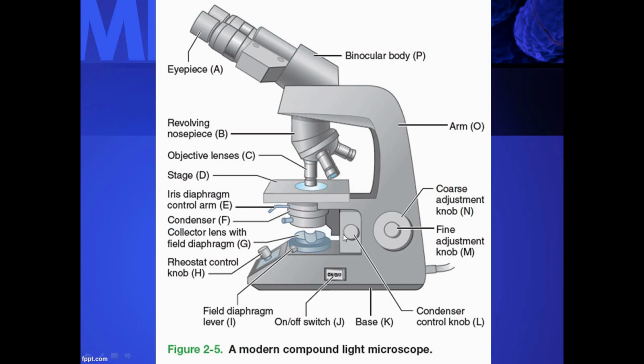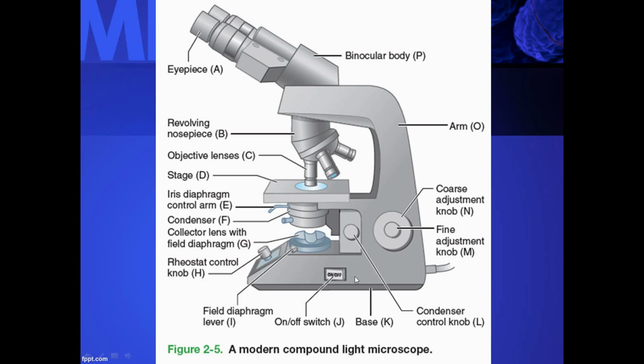Now we will talk about the parts, the structures, the components of the modern compound light microscope. Starting from below, we have the base and the arm, and these structures help us in holding all the structures of the compound light microscope. When we carry the microscope, we have one hand grabbing the arm and the other hand grabbing the base.